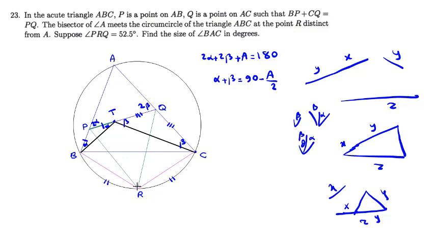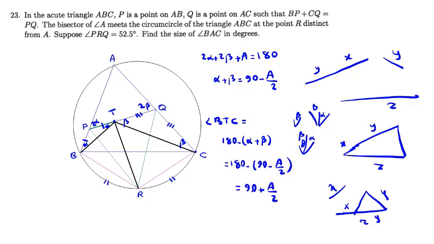Now, if we connect R to T, here we will see alpha plus beta is this. If we consider this angle BTC, angle BTC is what? It is 180 minus alpha minus beta, 180 minus bracket alpha plus beta. Here it is 180 minus 90 minus A over 2. It will be 90 plus A over 2. Now also, if I is the incenter, BIC is also equal to this. It's not hard to prove.